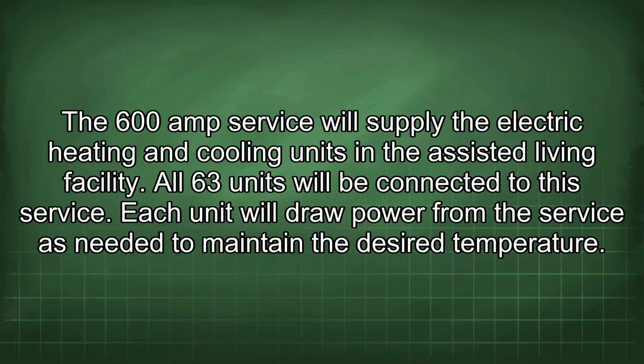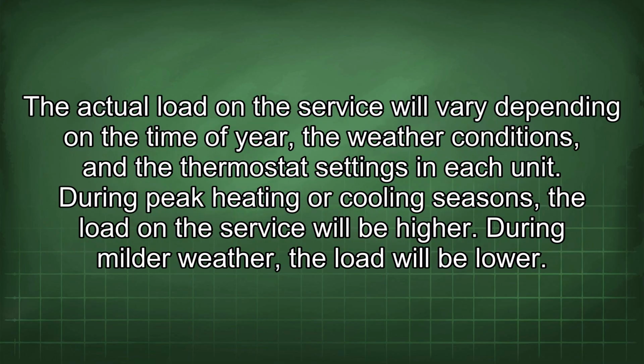The 600 amp service will supply the electric heating and cooling units in the assisted living facility. All 63 units will be connected to this service. Each unit will draw power from the service as needed to maintain the desired temperature. The actual load on the service will vary depending on the time of year, the weather conditions, and the thermostat settings in each unit. During peak heating or cooling seasons, the load on the service will be higher. During milder weather, the load will be lower.